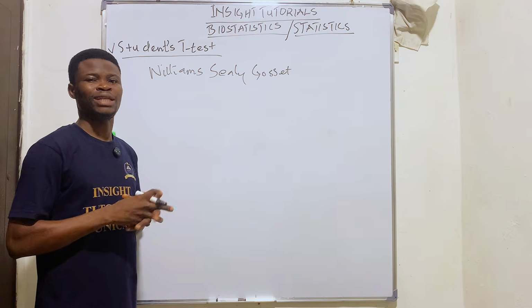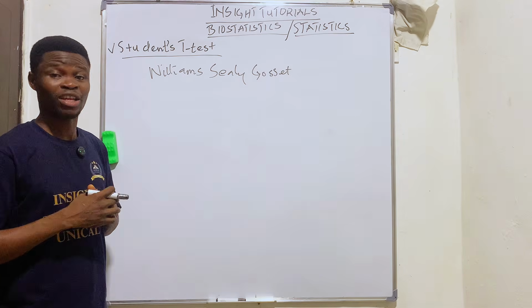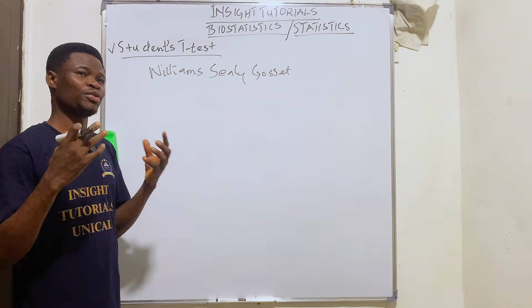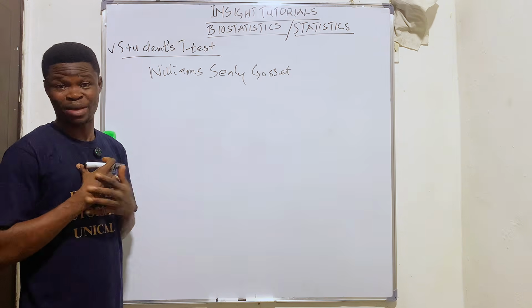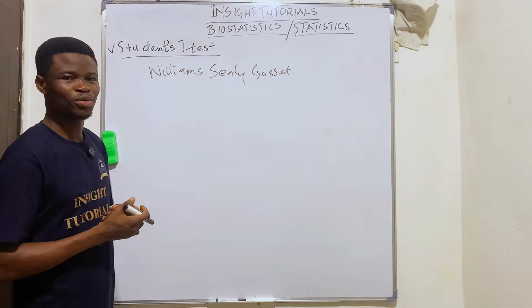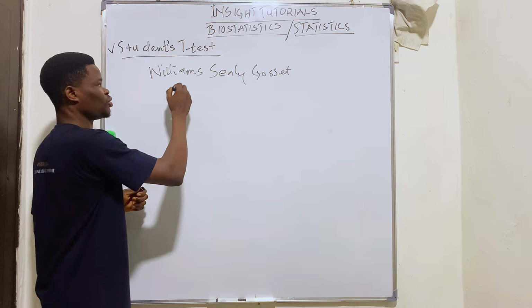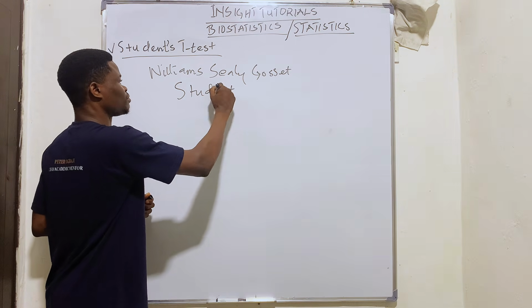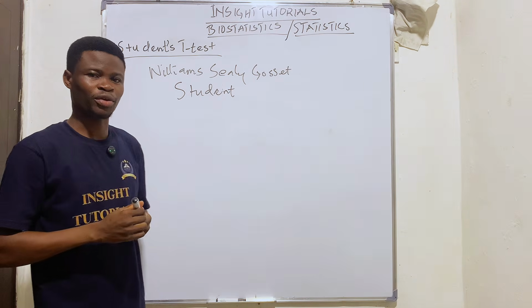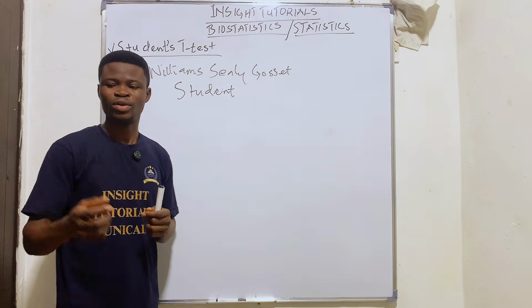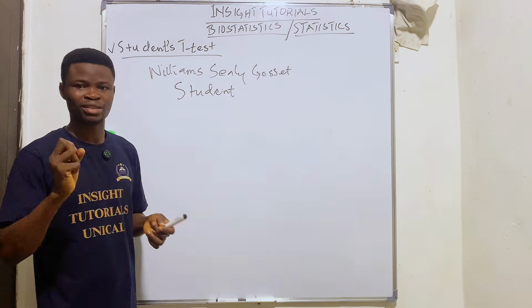And then it happens that the Guinness company was not allowing individuals to record their research work under their own personal name. So William had to impute the word student. He had to record his work under student because he was an employee there. So he had to record it under student. So hence, that's how the word came, student t-test.